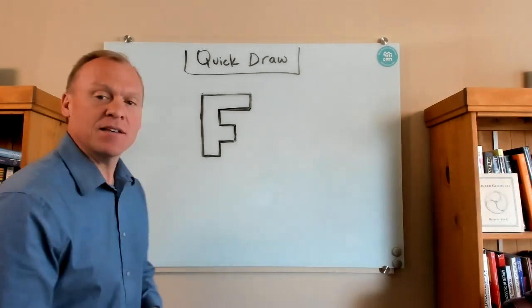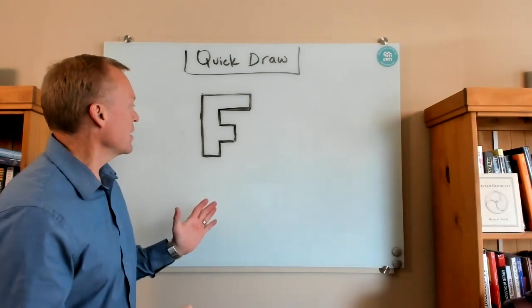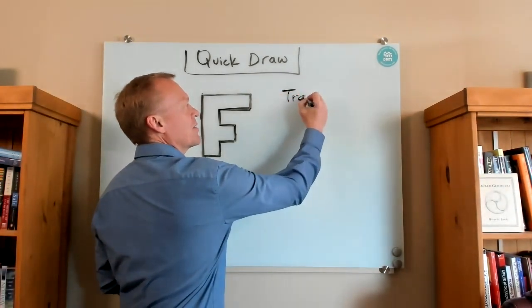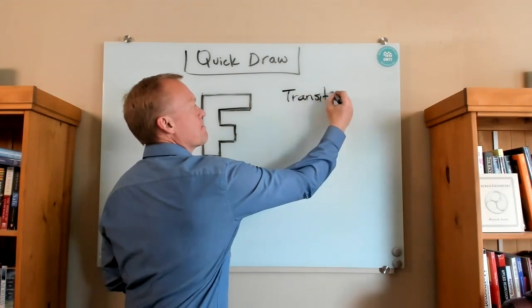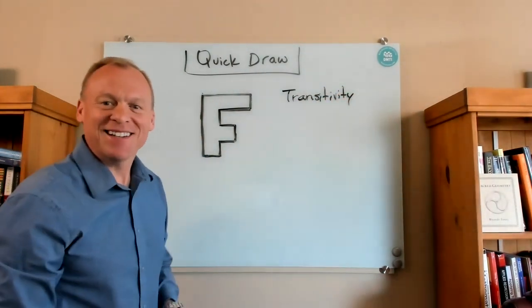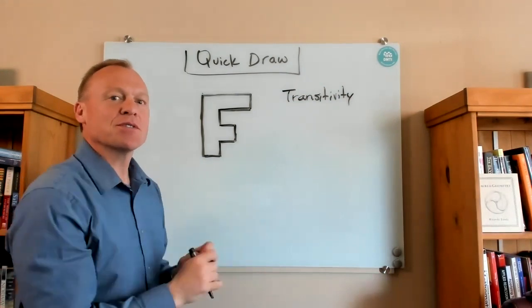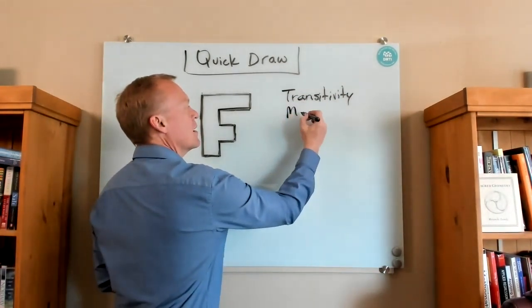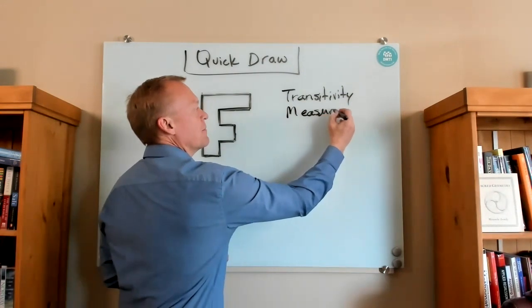And one of the things that we're going to try to do is there's a really important idea within mathematics called transitivity. There's a nice formal definition that you can Google. This is a precursor to transitivity ideas. And one of the things that we're going to be working on is ideas within measurement.